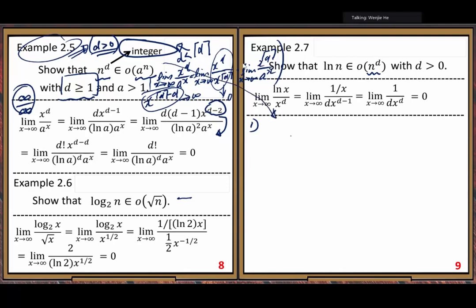After we proved it, we can use it as a result. And here you can see the condition we need: d, any positive number, and a, any positive number greater than 1. That's the only requirement, right? So this is a general result.